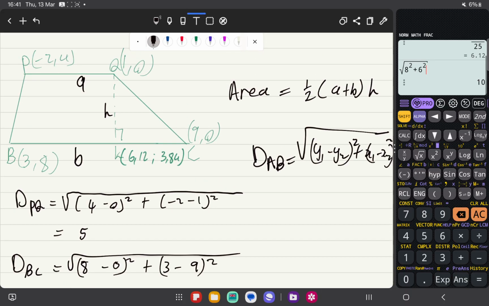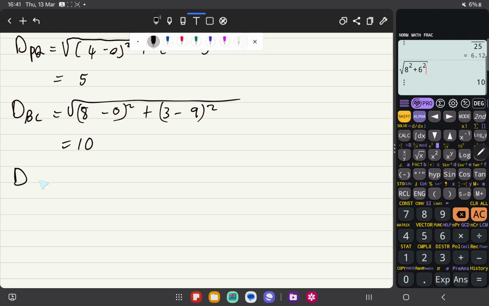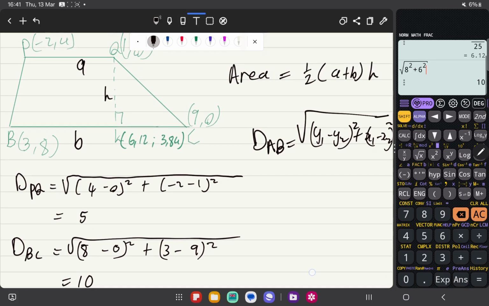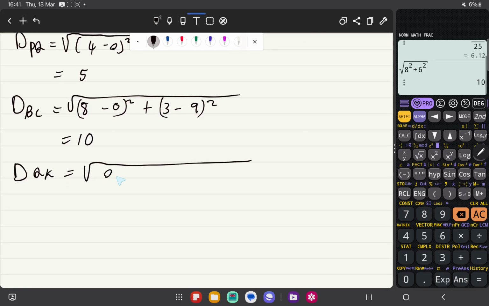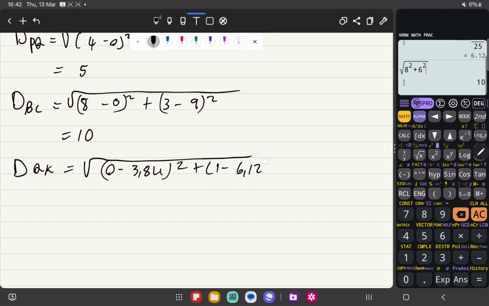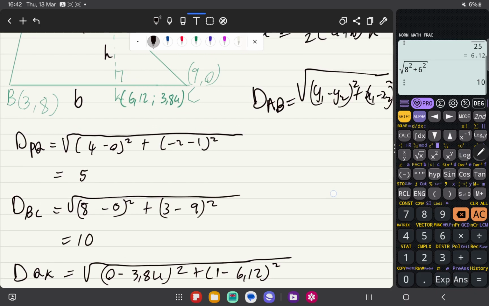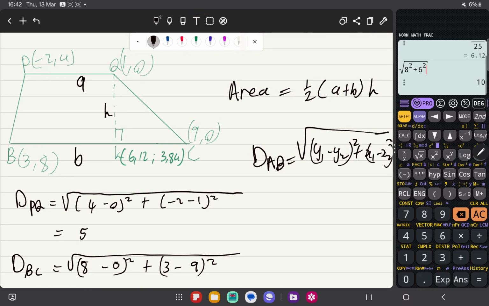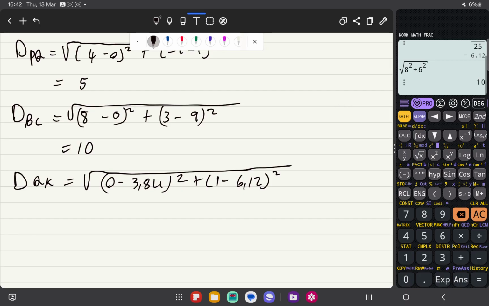I also need the length of the height. So now the distance of QK, it's gonna be what? So it's gonna be 0 minus 3.84 squared, and then it's gonna be plus 1 minus 6.12 squared. Let me confirm. 0 minus 3.84, 1 minus 6.12. Yeah, so then straight to the calculator again.